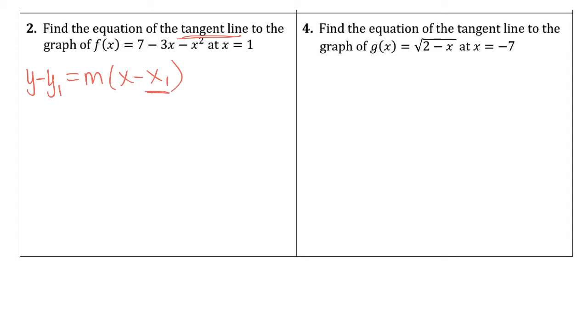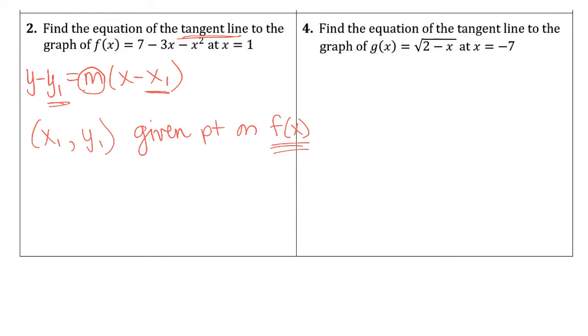It's very important that we have that in our minds. Now this x1 and y1 is going to be a given point. And it's really a given point on f of x. That's important for us to know. That is a point on f of x. Now m, that's another value we need. m is the slope of the tangent line.